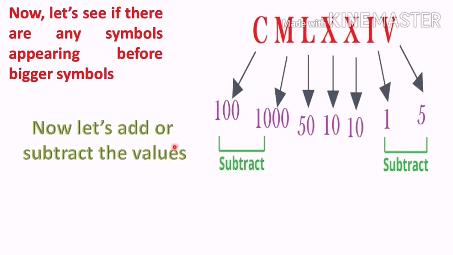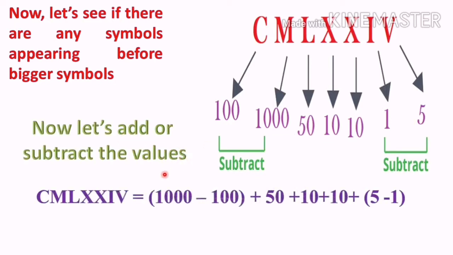Now let's add or subtract the values. 1000 minus 100, 50, 10, 5. Then 5 minus 1, you have 4. Can you guess the number? Yes, 974. Let's try another example.